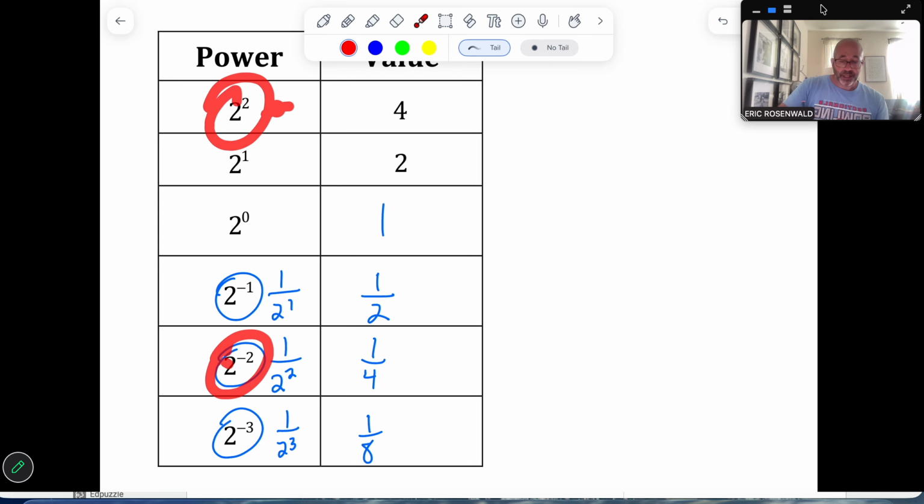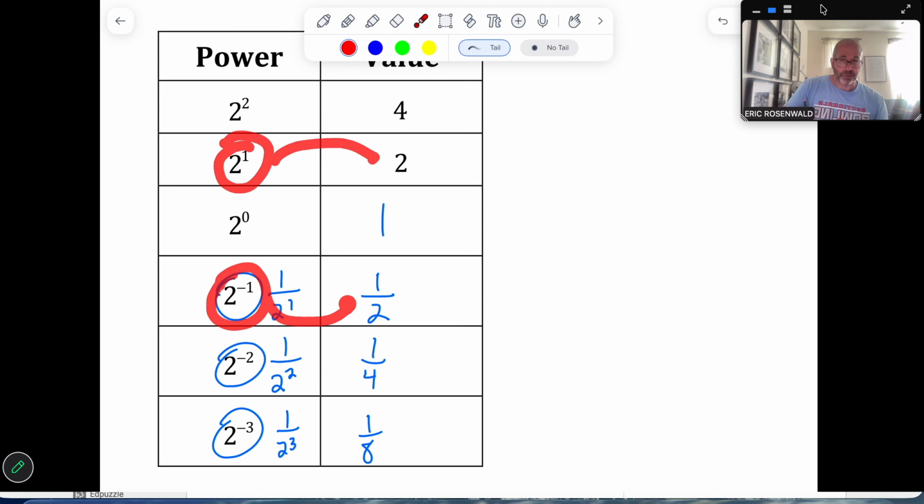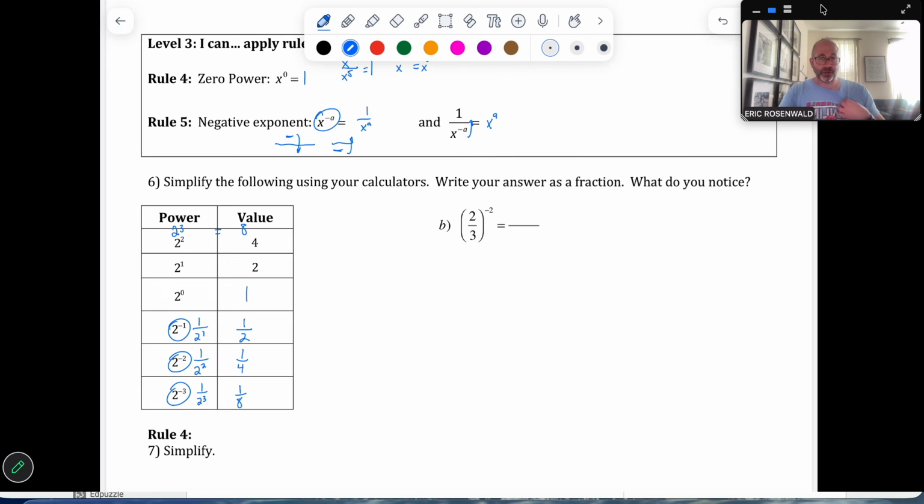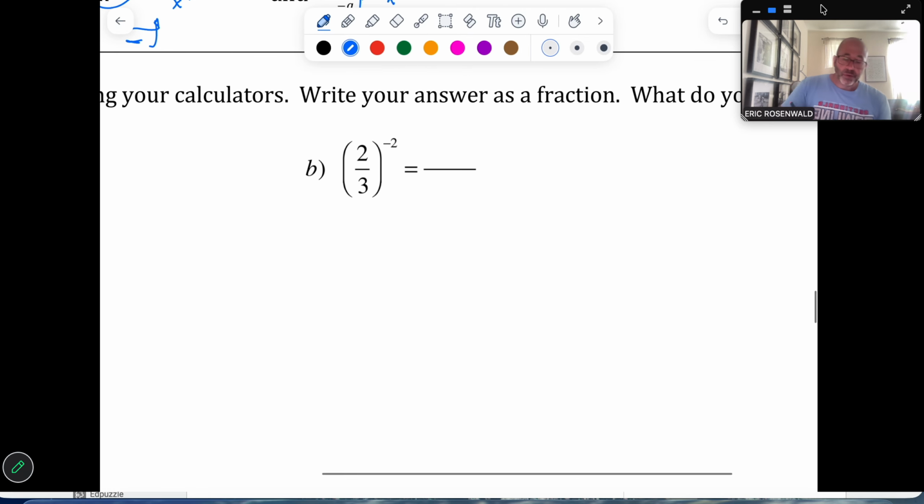So 2 to the second is equal to 4. Well, 2 to the negative 2 is just 1 over 4. And so if I had 2 to the negative 1 and 2 to the first, this is 2. This is 1 over 2, right? It's the same thing, just flipped over. So if I had 2 to the negative 3, which is 1 over 8, that should tell you then that 2 to the third would just equal positive 8, okay? Just the reciprocal.